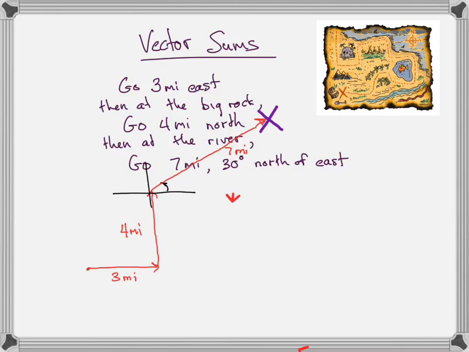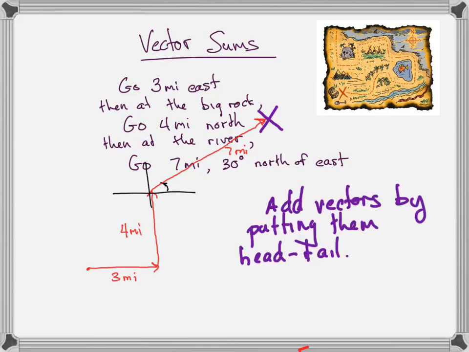So how do you add vectors? You add vectors by putting them head to tail. And then the resultant vector, the sum, right? Where is the treasure? We've got to start where we started and finish where we finished, right? So the sum is right here. That's the sum right there. That's the sum vector. That's the sum of those 3 individual vectors.